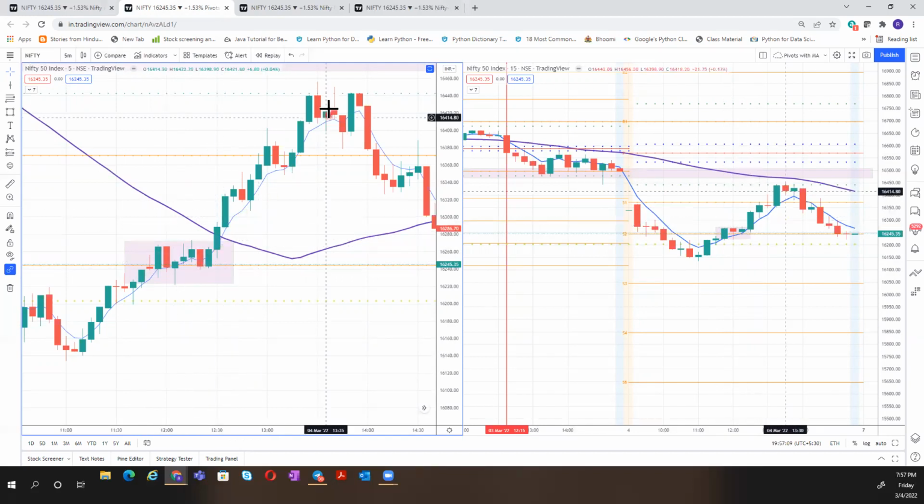Follow 5 EMA, make the most of it. Where do you exit? You exit when the candle closes below 5 EMA. Has it closed here? Closed here, it comes below. That's how 5 EMA works, especially in a volatile market. It's going to eat your money.